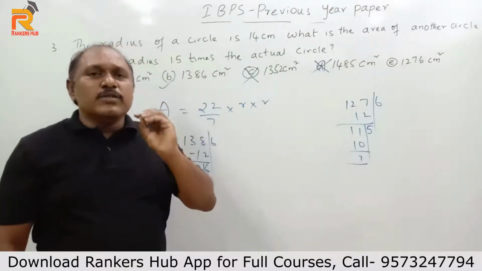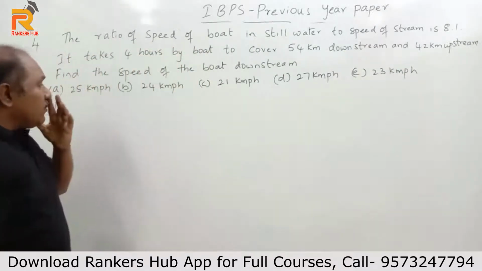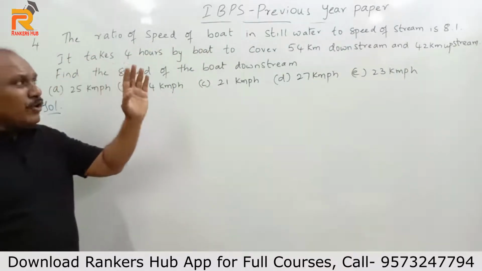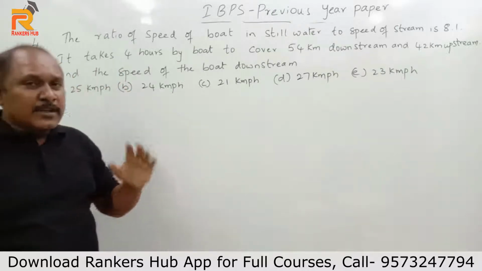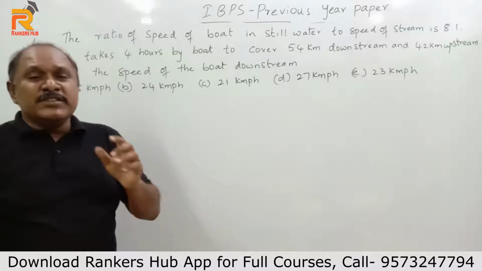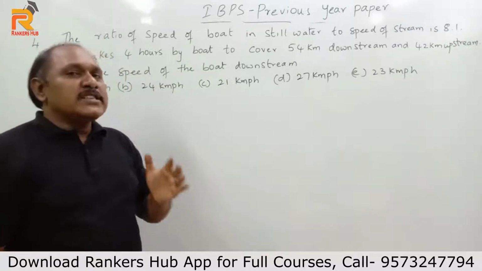Now let us look into the next question. Let us look into question number 4 here. The ratio of speed of boat in still water to speed of stream is 8:1. Just by reading the first line of this question, we come to know that this is a question from a topic called boats and streams.